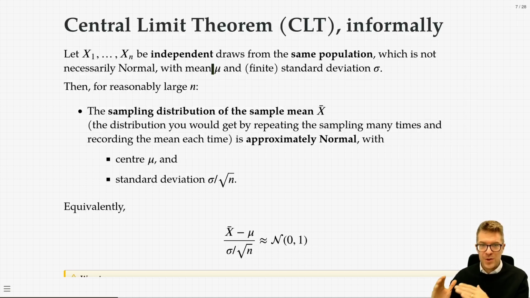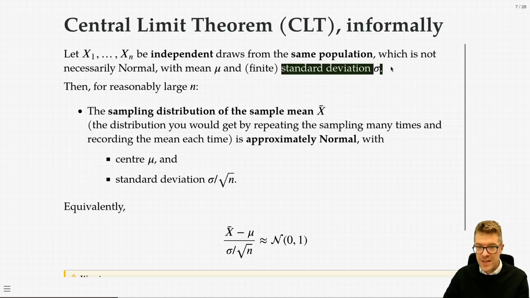Then this sampling distribution will be approximately normal. I said this already also, but the sampling distribution will be more or less bell-shaped and symmetrical. Its center will be mu. It'll be very close to the population mean. And its standard deviation will be the true population standard deviation divided by root n.